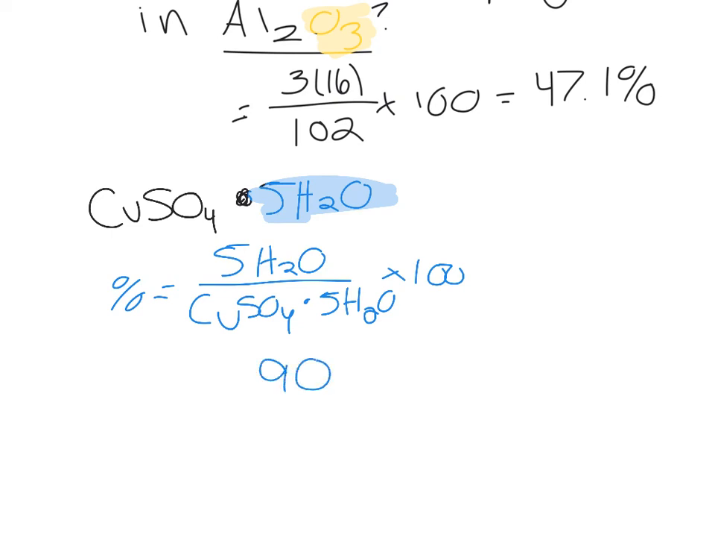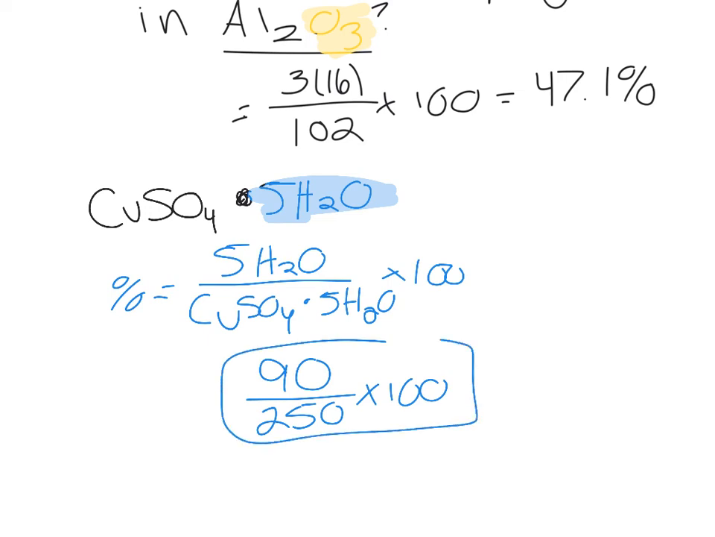90 is 5 times 18. And then the mass of my copper 2 sulfate is my molar mass. I do this exact one on video 9A. And when you add them all together, you get 250 times 100. There's my correct numerical setup right there. So if that's all I was asking you for, you wouldn't have to solve it. But when you do solve it, you get 36%.